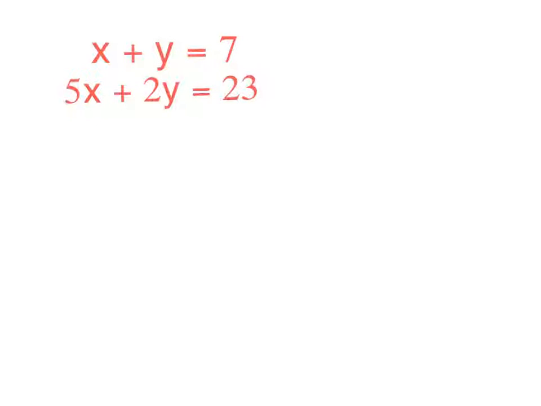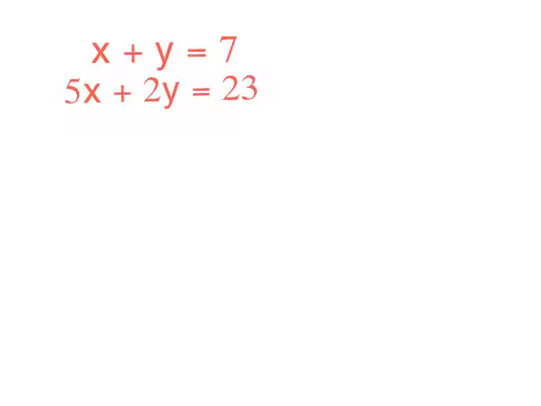But what happens if an additive inverse does not already exist? For example, if we add these equations, we have x plus 5x, which gives us 6x. We have y plus 2y, which gives us 3y. And over here we'll get 30. Well, having the equation 6x plus 3y equals 30 doesn't get us any closer to solving our system. So we need to figure out how we can create an additive inverse.